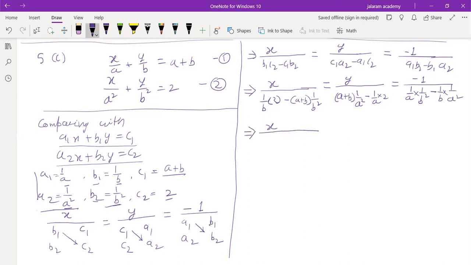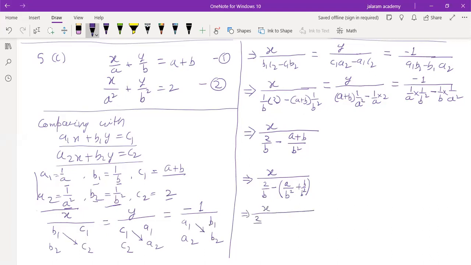x upon 1 by b into 2 is 2 by b minus a plus b upon b square. First, you can simplify the denominator of x only by writing it again. 2 by b minus. Remember, whenever there is minus, we have to apply a bracket to separate it. So it becomes a by b square plus b, 1 upon b, b by b square. Okay.